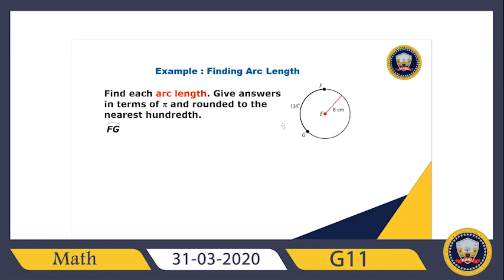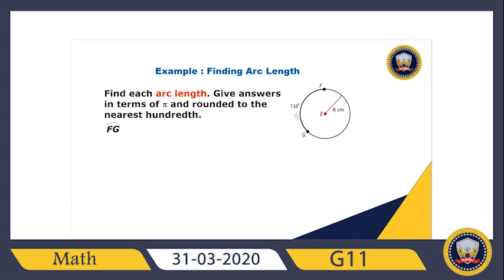Okay guys, in this question, we are asked to find the length of this arc, which is FG. Look at this, it represents the arc, and he's saying the radius of this circle is 8, while the measure of the central angle opposite to this arc is 134. So guys, if you want to draw this angle, you would draw two radii, and you would take this central angle opposite to this FG arc.